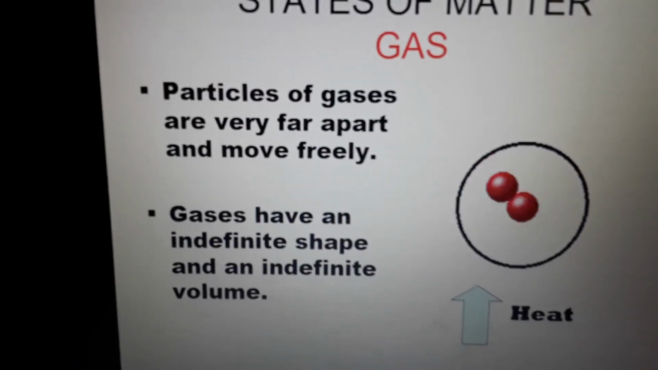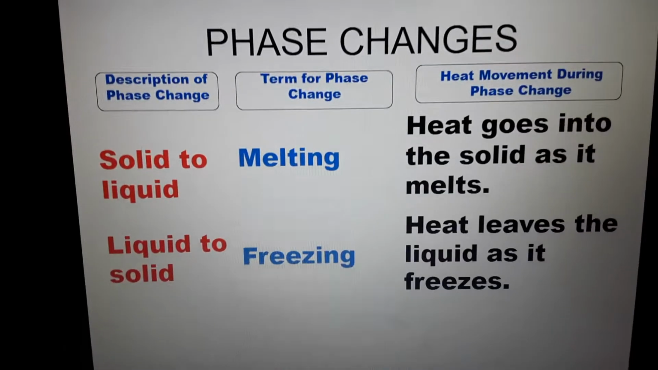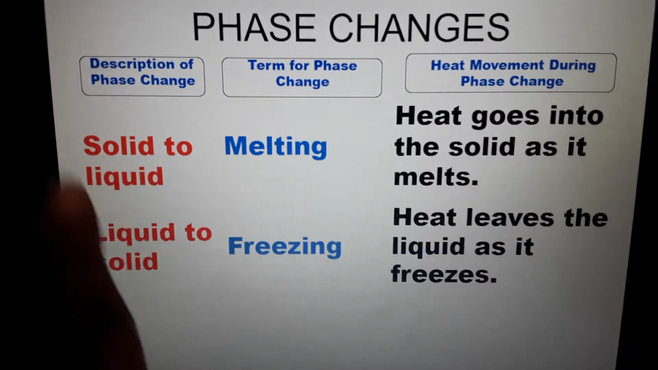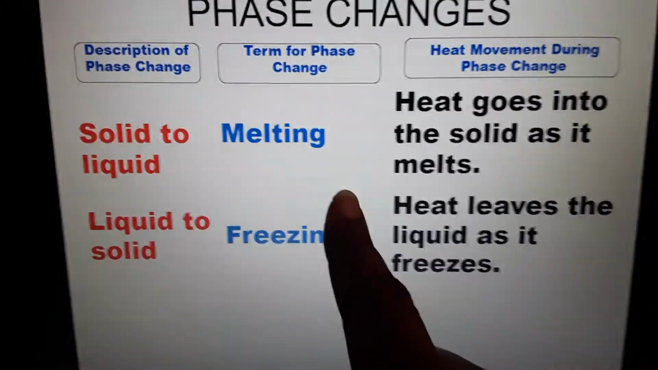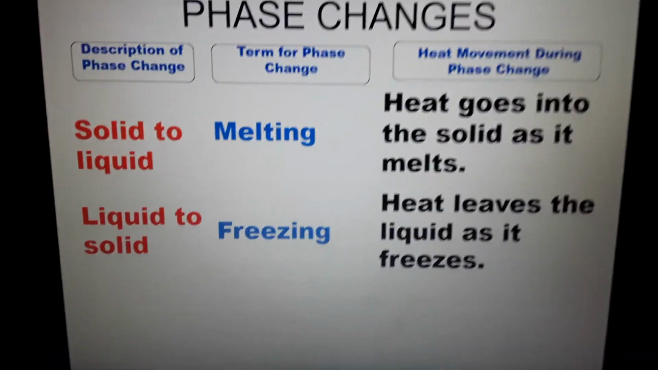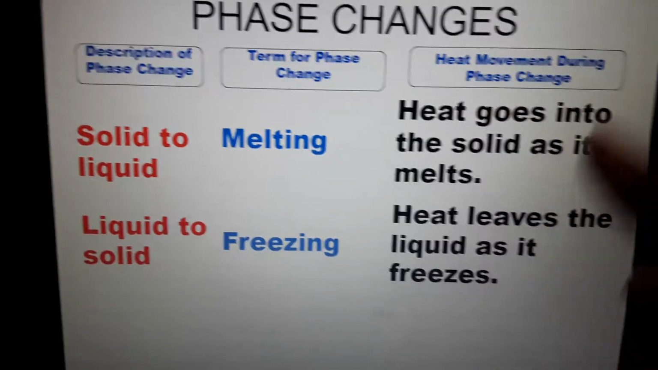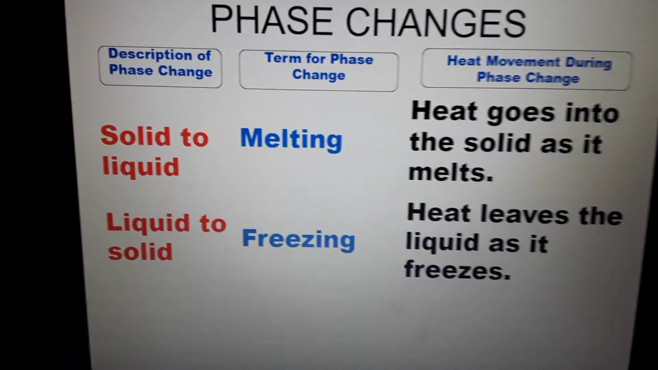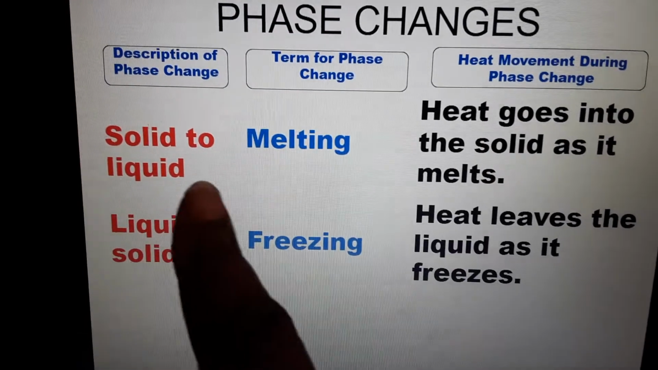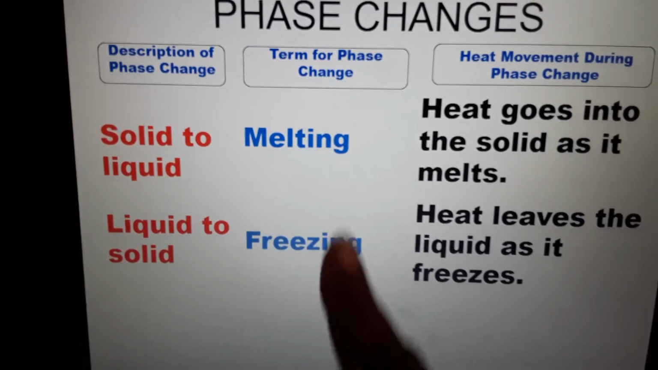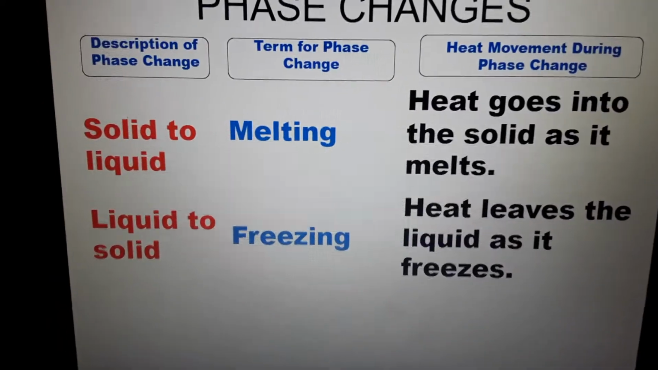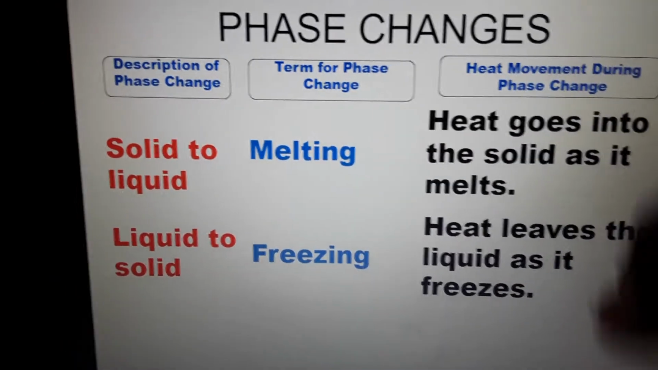Now, another thing that you guys are going to have on the test is changing from one phase to another phase. If we want to go from a solid to a liquid, what do we call that? We call it melting. What happens in terms of heat? That is so important. Make sure you're familiar with that because that's how they're questioning on the test. Heat goes in to make a liquid. When we go from liquids to solids, we go to freezing. Heat is leaving in order for a liquid to freeze.